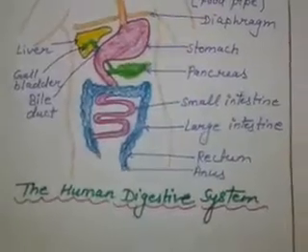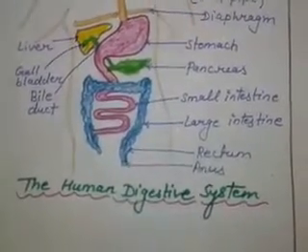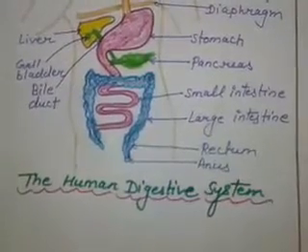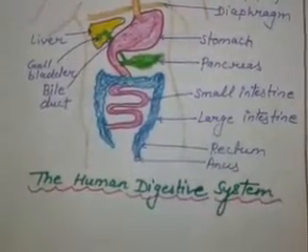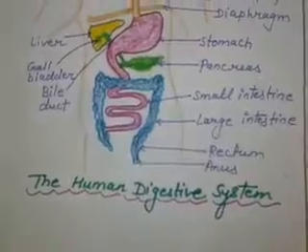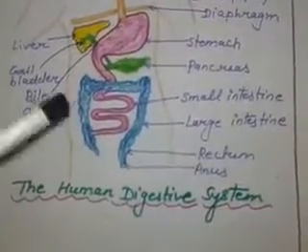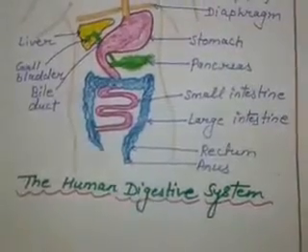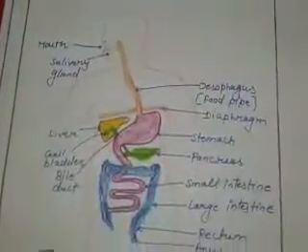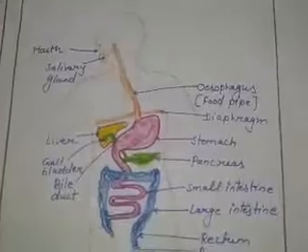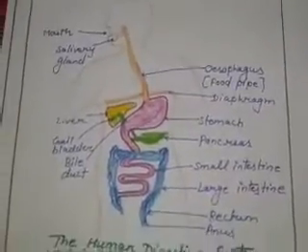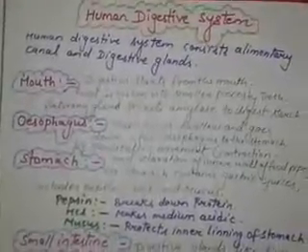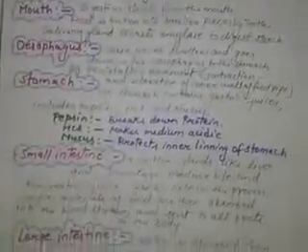Now next we have the large intestine. Water is absorbed from the remaining food, and in the rectum, solid waste is thrown out of the body. Students, you can see here that solid waste goes out through the rectum. So this is how we can easily understand digestion in humans. From here you can write about the human digestive system in a very short way.